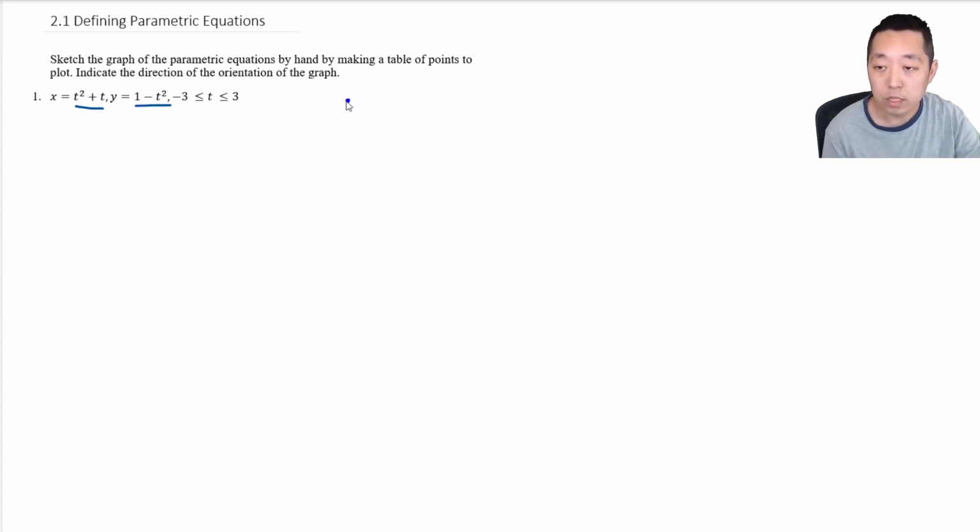Okay? And so you want to think of x and y like this: different t values will give you a value for x and a value for y. So let's make a table here. When t is -3, the x value is given by -3 squared, which is 9. 9 plus -3 is 6. The y is given by 1 minus -3 squared, which is 1 minus 9. That's -8. Then -2, do the same thing. That's going to be 4 minus 2, that's 2. 1 minus -2 squared is 4, so 1 minus 4 is -3.